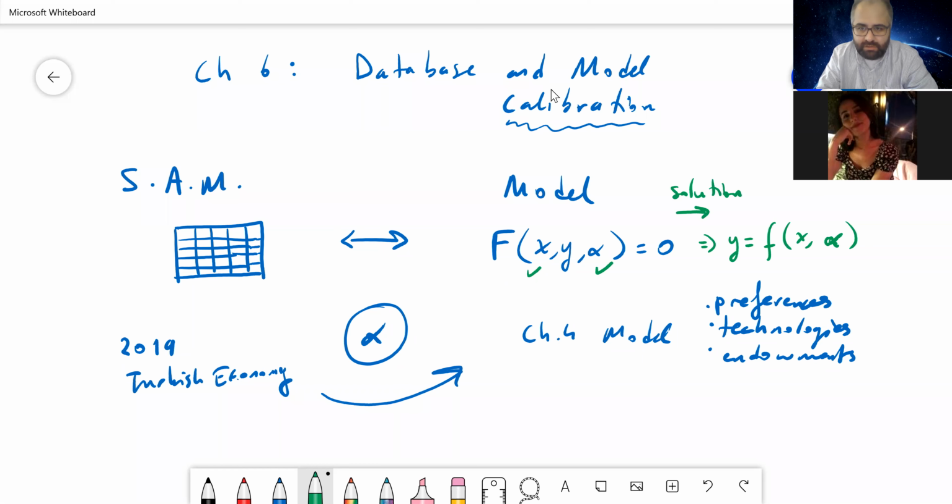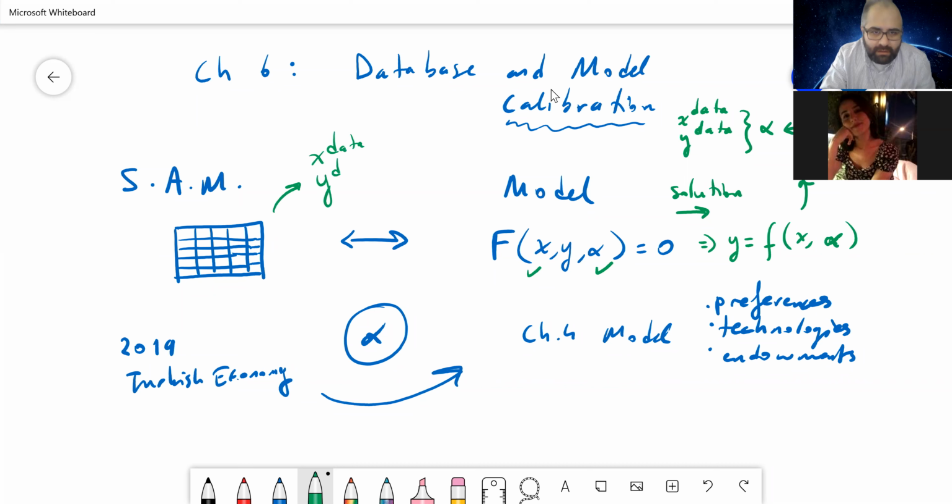So this is the solution. In calibration, we do more like we know something about X data. Okay, we know something about Y data. And then I have alpha, depending on these data and the model relationship, the model solution. So I will use the solution of the model, and I will use some data. Data is coming from here, right? Then I will learn something about the parameters. Okay. And I will show you how, of course.